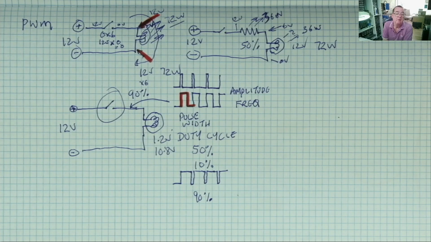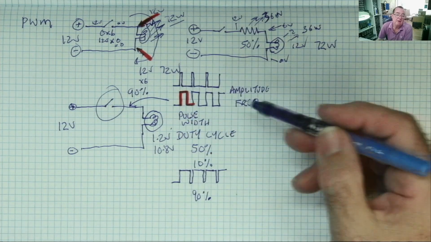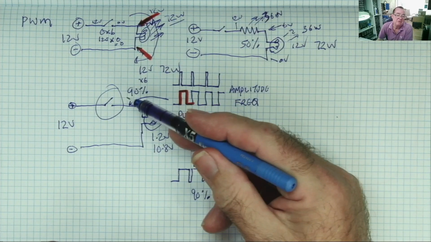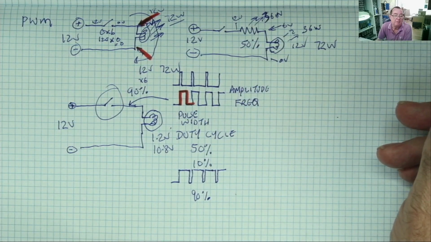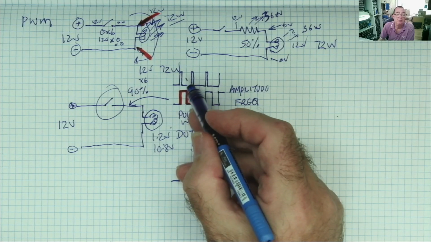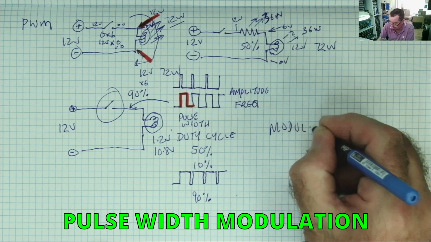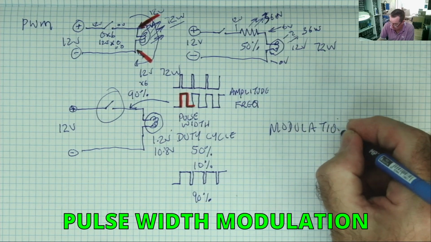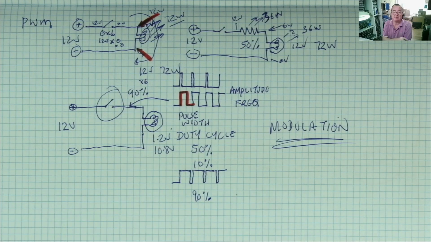Okay. But the efficiency still stays at effectively 100% or close to it, because this switch is only ever open or closed. It's never half and half. That, by changing the width of the pulse, this is modulation. I told you it would become clear what modulation is with an example.